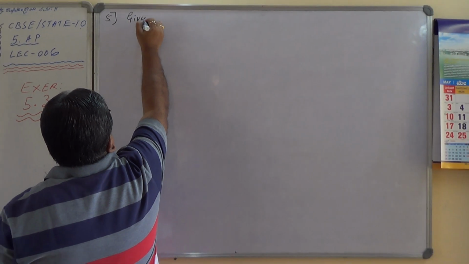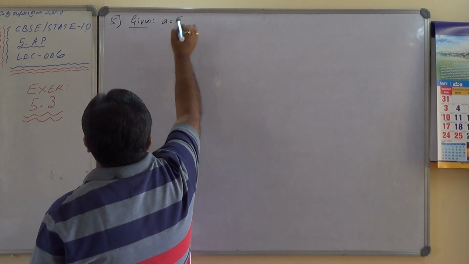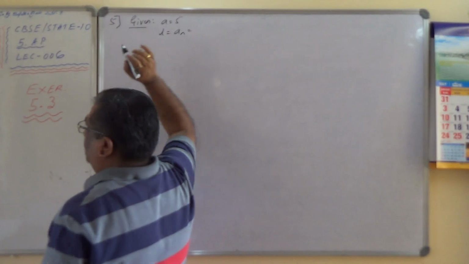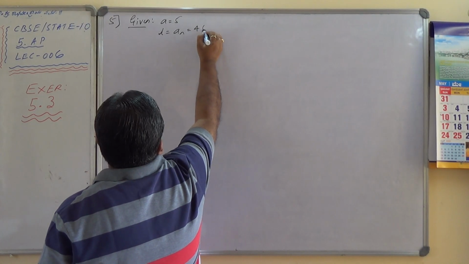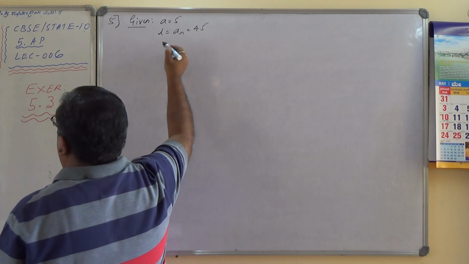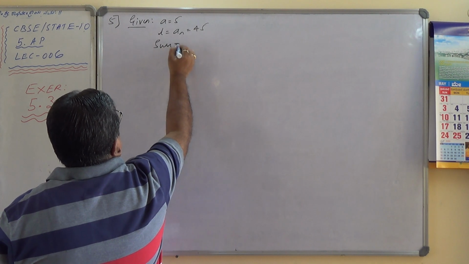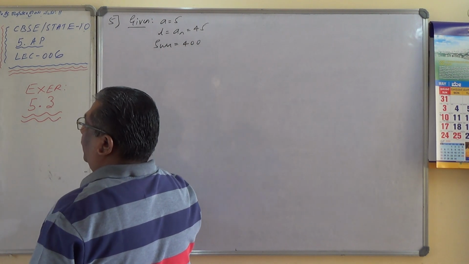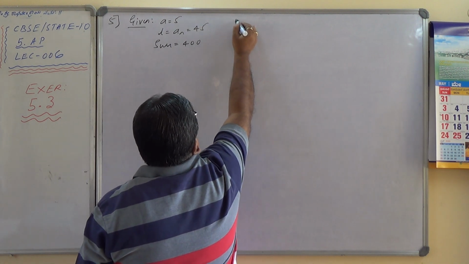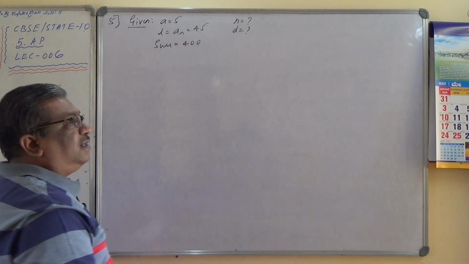Given A is 5, L equals An equals 45, the sum is 400. Find the number of terms and the common difference. N equals question mark, D equals question mark, isn't it?